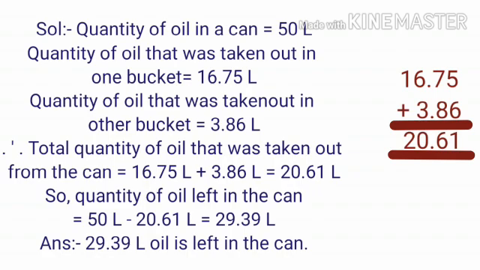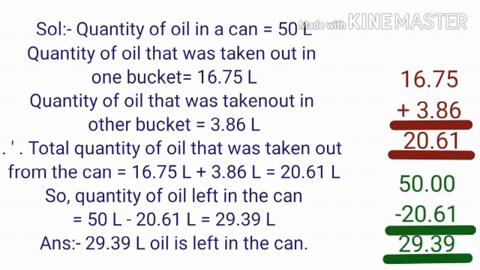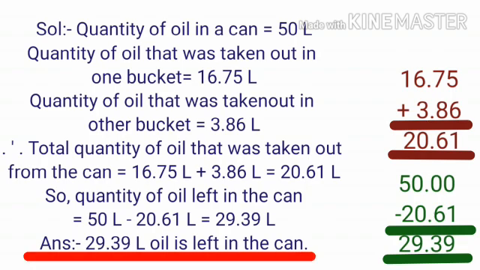So next what we will do? Next we will write quantity of oil left in the can. So we will subtract this 20.61 liter from 50 liter of oil. We get the difference as 29.39 liter. Therefore, the final answer is 29.39 liter oil is left in the can.